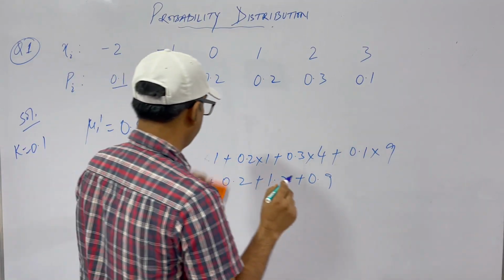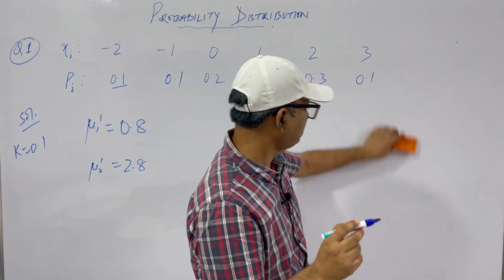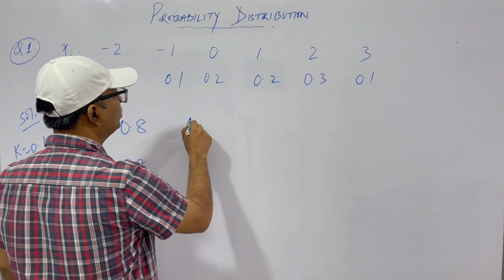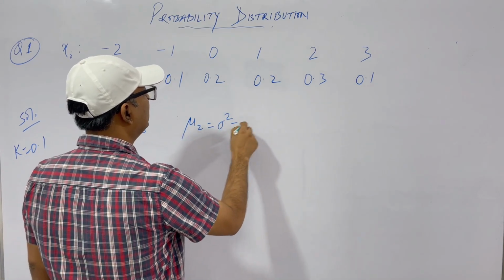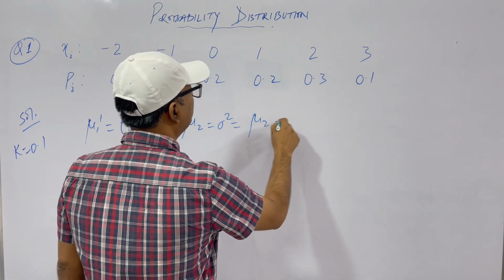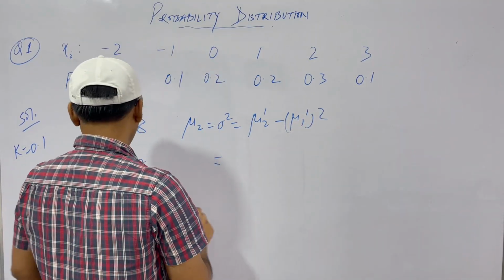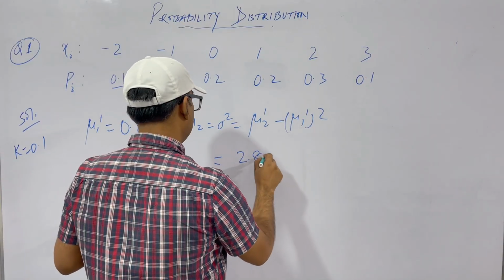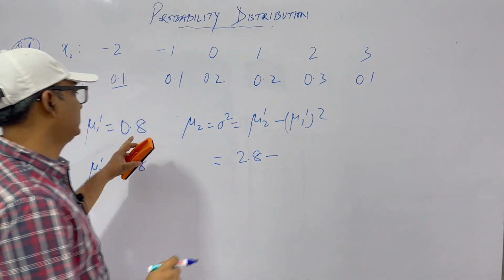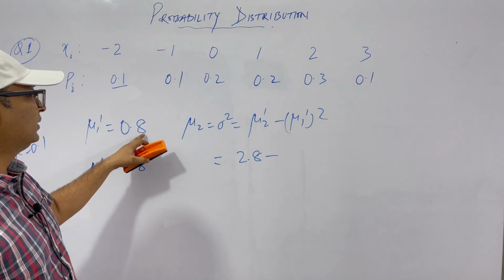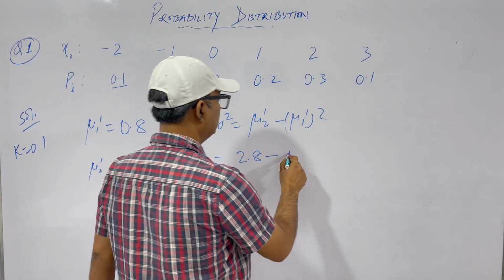Okay. Now we have to find mu2, that is our sigma square. This is mu2 dash minus mu1 dash square. So this is 2.8 minus mu1 dash. Mu1 dash is 0.8. Square will be 0.64.